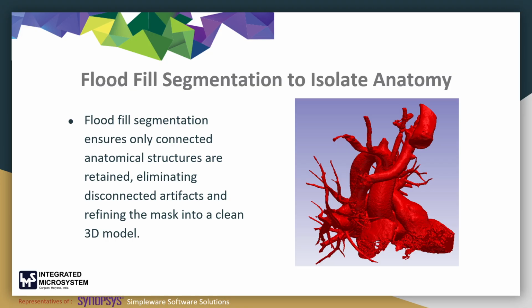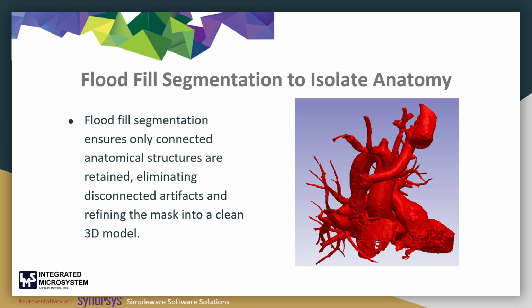Flood fill in simple works by starting from a seed point that users select, typically in the center of the target structures like aorta or a heart chamber. The algorithm then includes only the voxels that are not only within the grayscale range but are also connected to the seed.